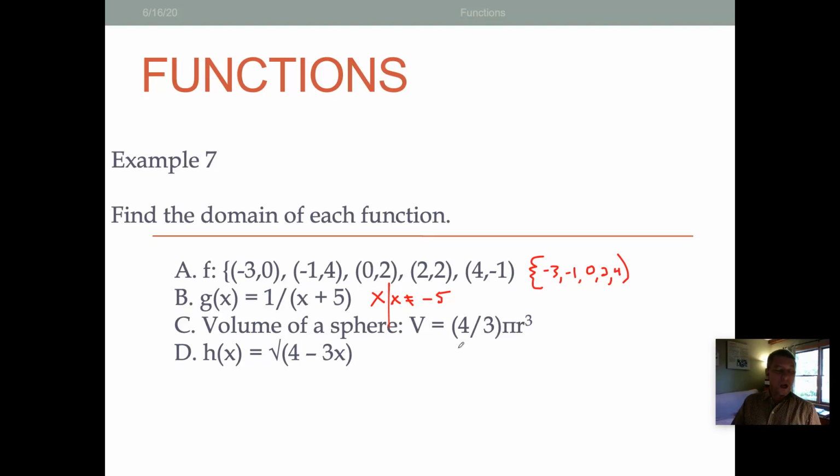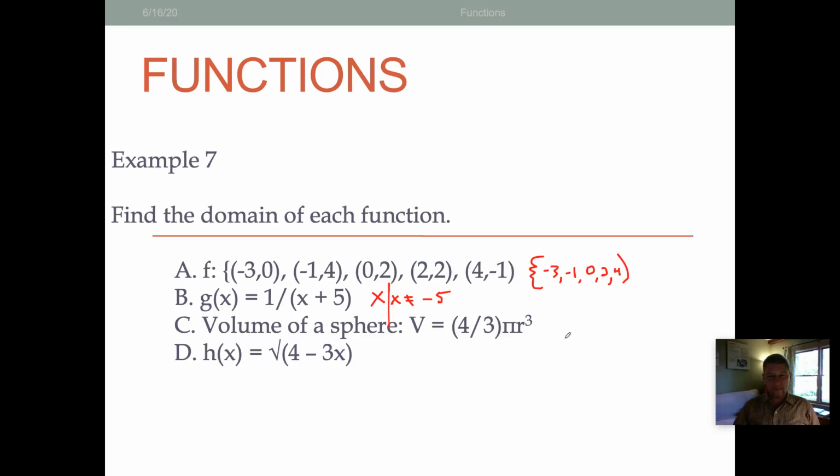Now, for part C, this requires really just a practical knowledge of what volume means. The formula for the volume of a sphere is 4/3 pi r cubed. But think about a sphere, for example, a tennis ball. As long as the value of the radius of this ball is a positive number, I'm going to get a volume. But if I plug in a negative value for the radius of this sphere, any negative number cubed is again a negative number. Can you have a negative volume?